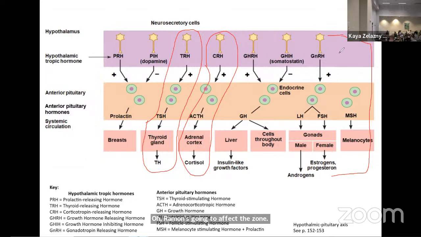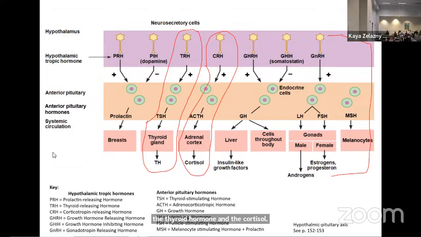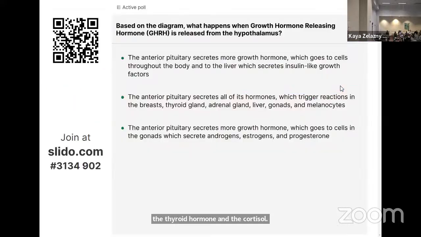That'll come more in a later unit. So you should be familiar with these if I describe hormones to you, but these are going to be your two most important ones to spend most of your time on and study: the thyroid hormone and the cortisol releasing hormone. So, prioritization.